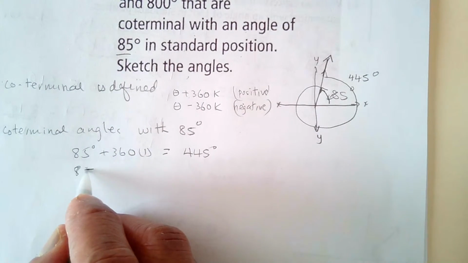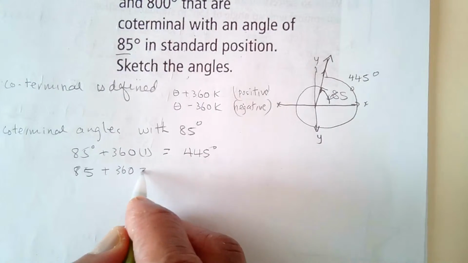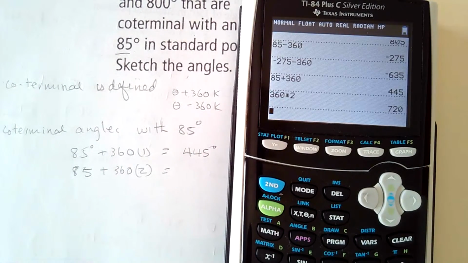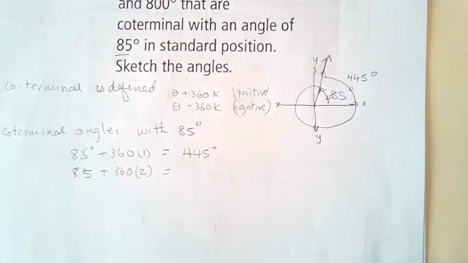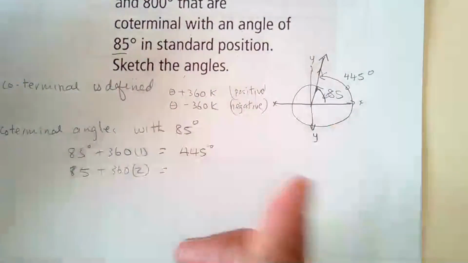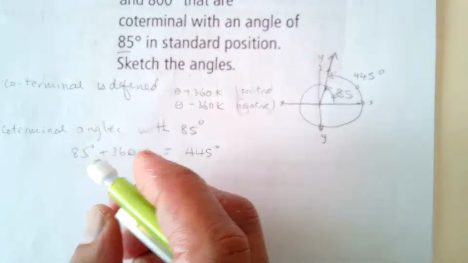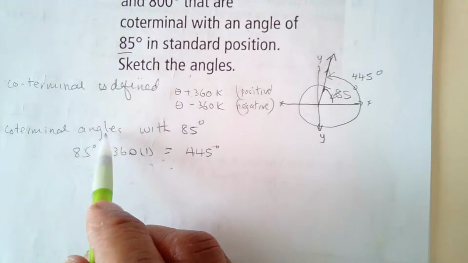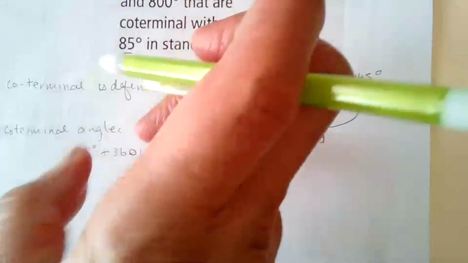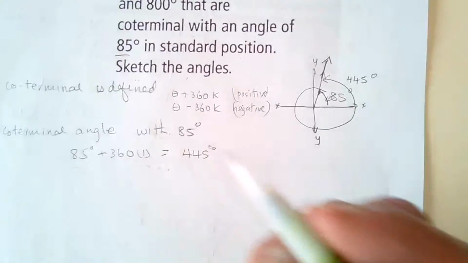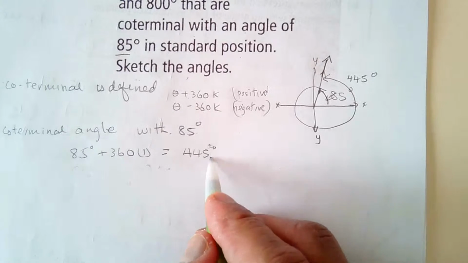85 plus 360 times 2 now. 360 times 2, 720 plus 85, 805. So that's greater than 800. So we have to stop here. So this will not work because it's greater than 800. So the coterminal angles with 85, actually there's only one, that are between negative 800 and 800 is positive 445.